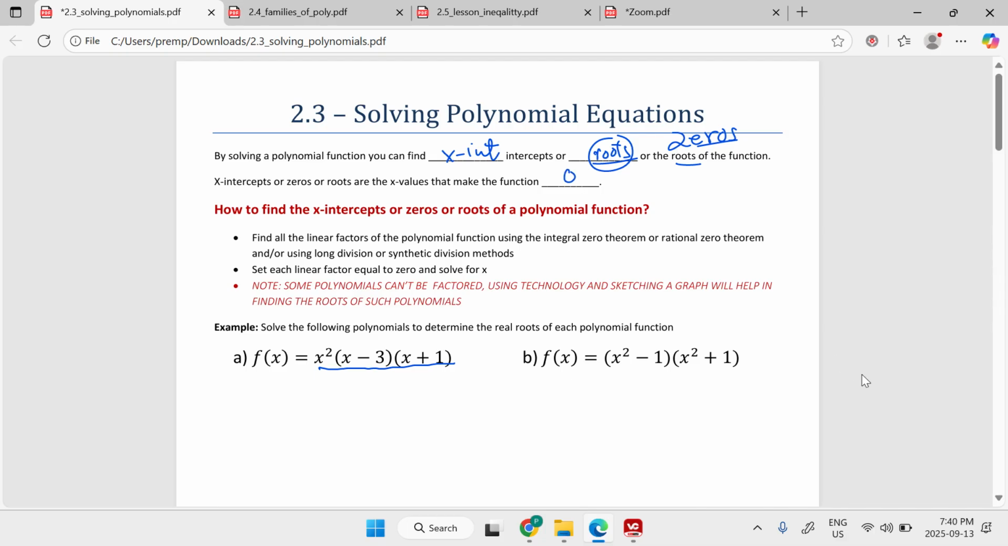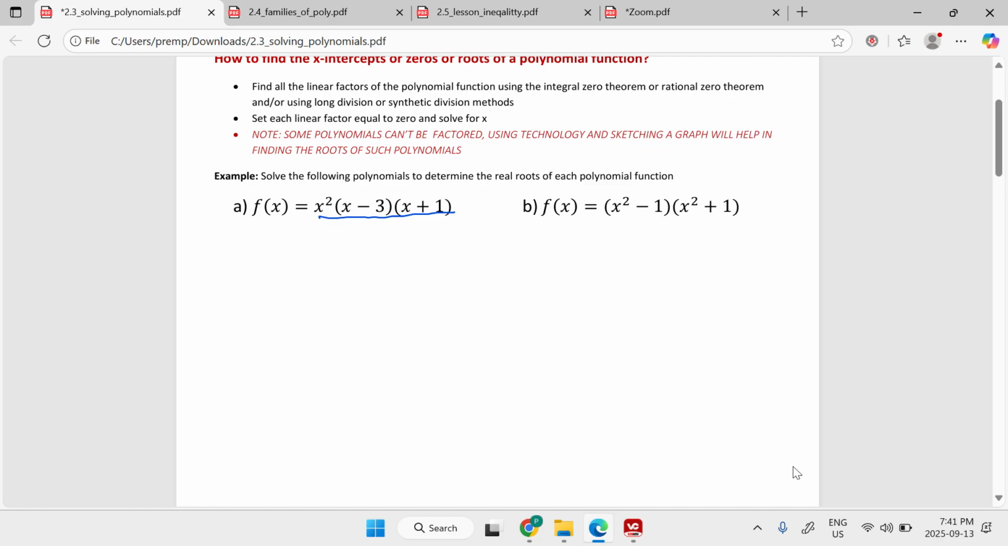Okay, so you have to solve the following polynomial to determine the real roots of each polynomial function. So what you do, it's already in the factor form. So you just have to do one factor will come from here, so it is x equal to 0. Second will come from here, which is x equal to 3. And third will come from the next one, which is x equal to -1.